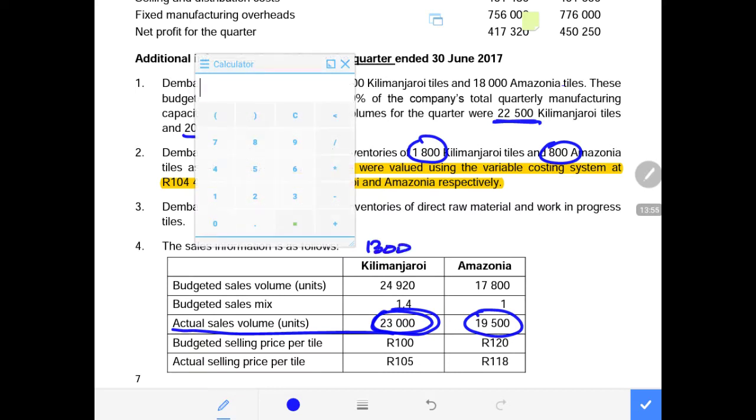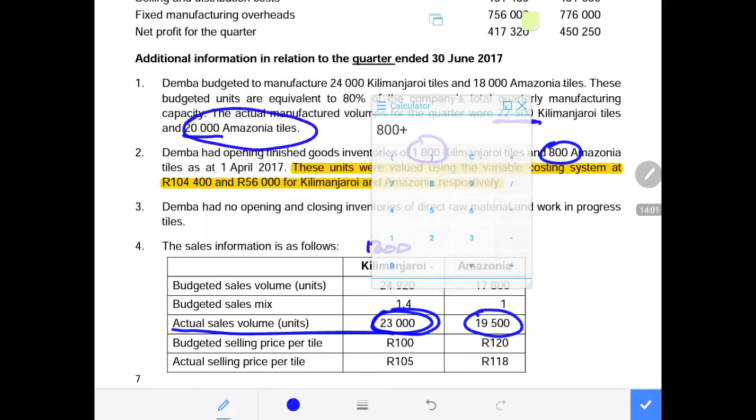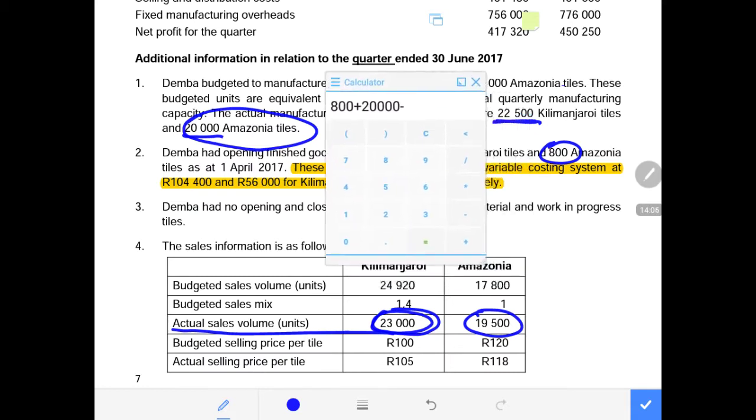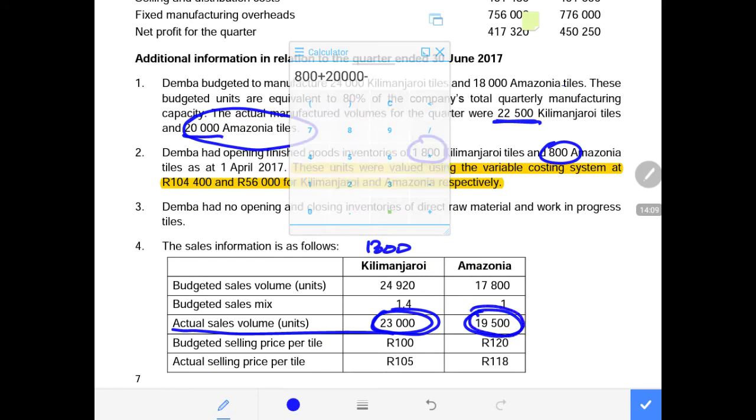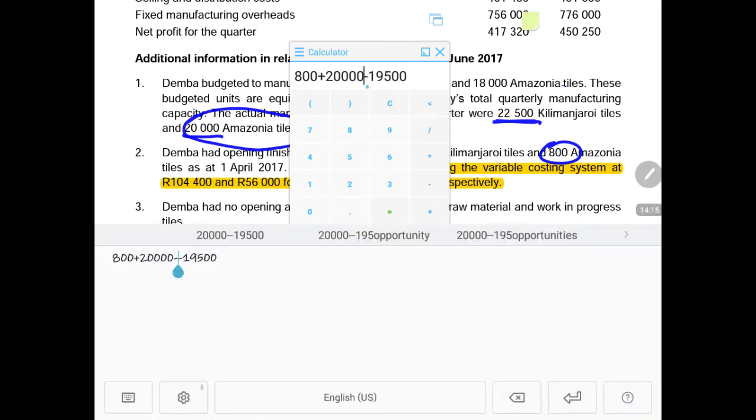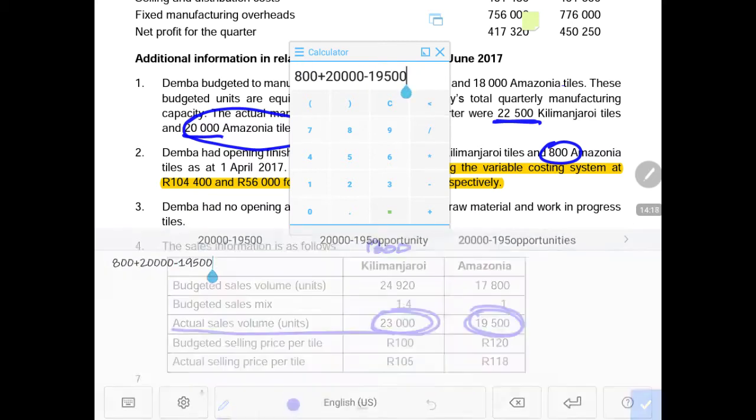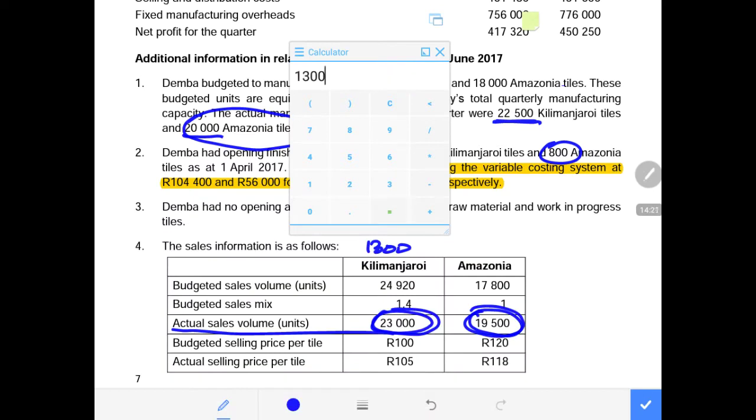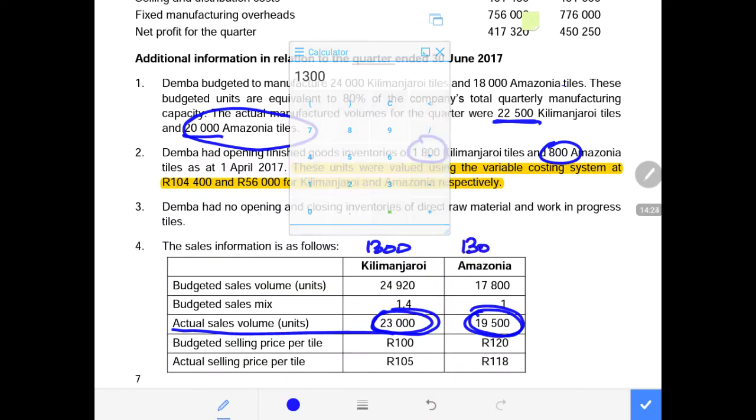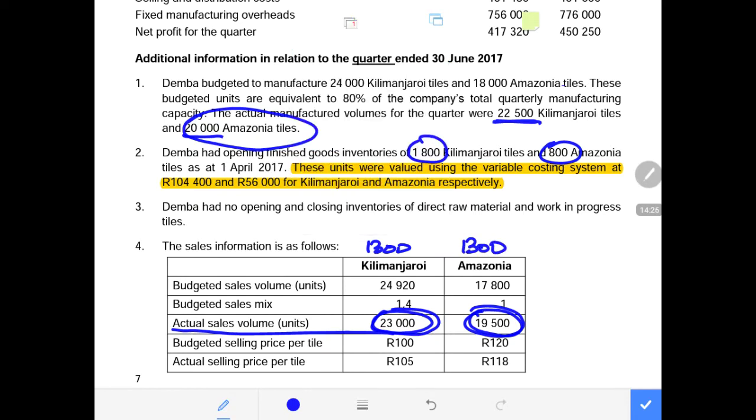Second product, we say opening plus production. We produced 20,000 units of Amazonia actual, then we plus 20,000. We minus actual sales, units that were sold, 19,500, and we get to 1,300. So we can say that our closing inventory is the same for both products in terms of the number of units. Closing units that are completed is 1,300 for both products.